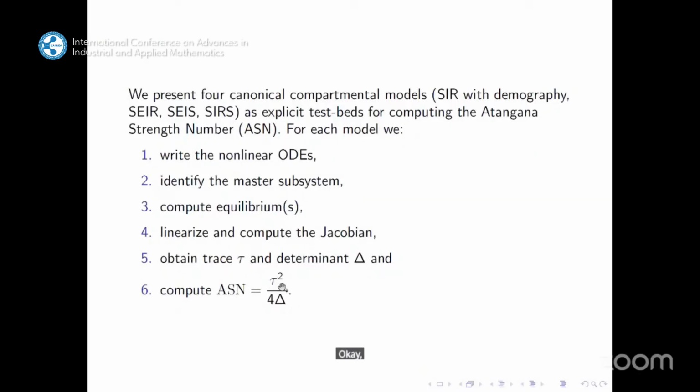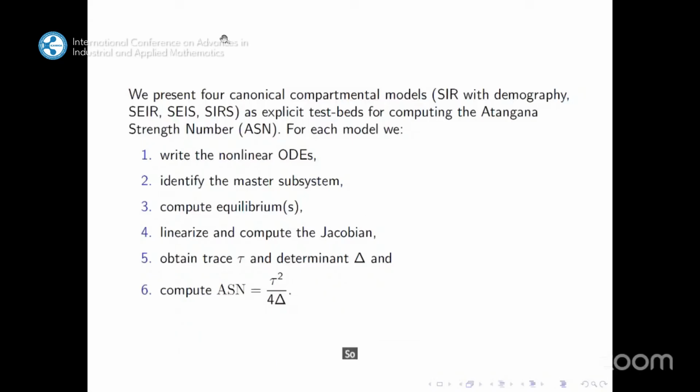Okay, so this will be the procedure that one has to follow when you want to apply the Atangana strength number. If you have an ordinary differential equation, then you have to identify the master subsystem. You compute the equilibrium point and linearize, and you compute your Jacobian, then you obtain the trace and the determinant, and then you can compute the Atangana strength number.